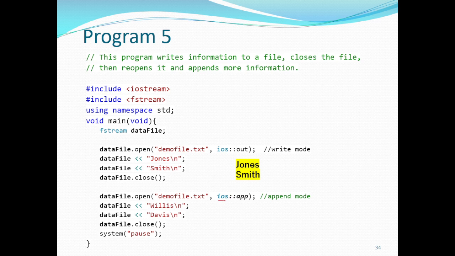Moreover, we are opening the file again, but in this case we are using append mode, which means we are not deleting anything inside the file. We are writing something else to the end, right? So there will be Willis and Davis. And then we are closing the file again. So in a program, we are able to open a file in different ways, but we have to close it first.